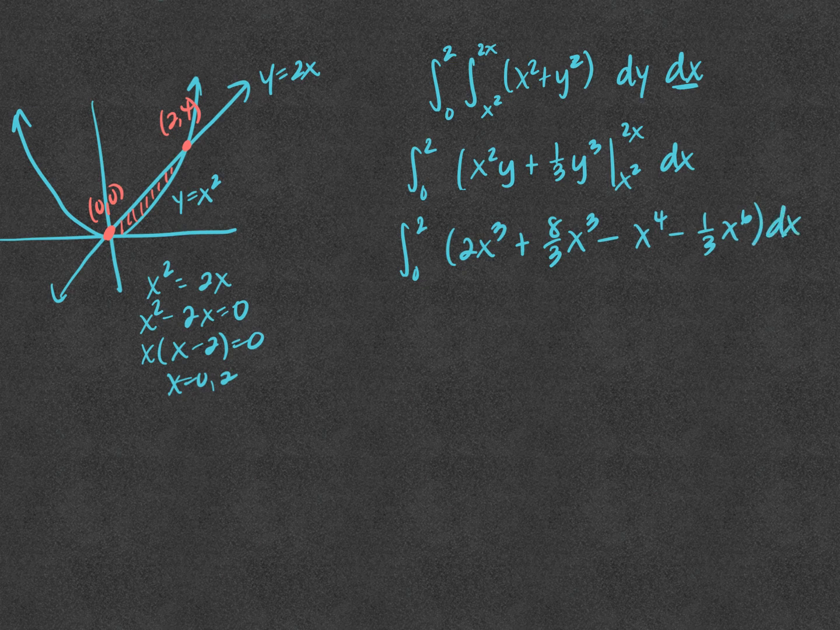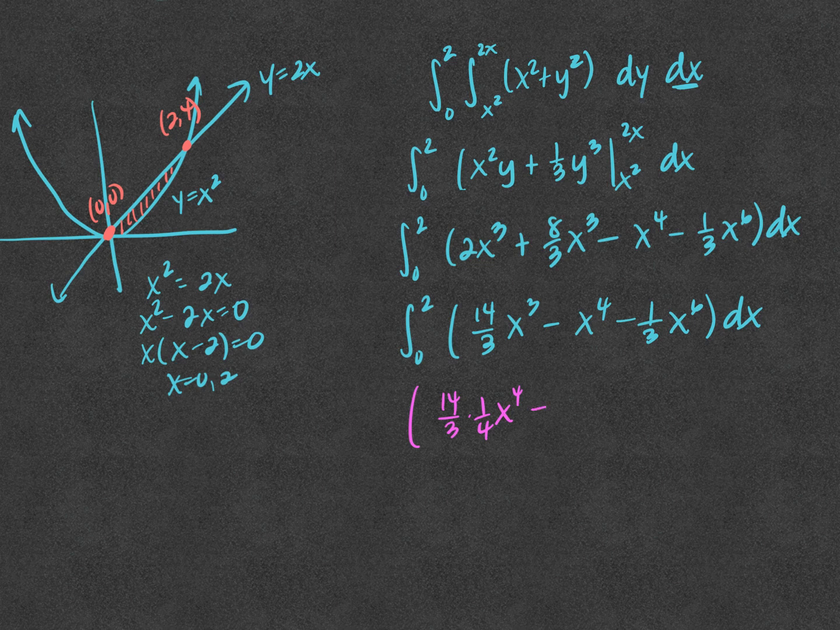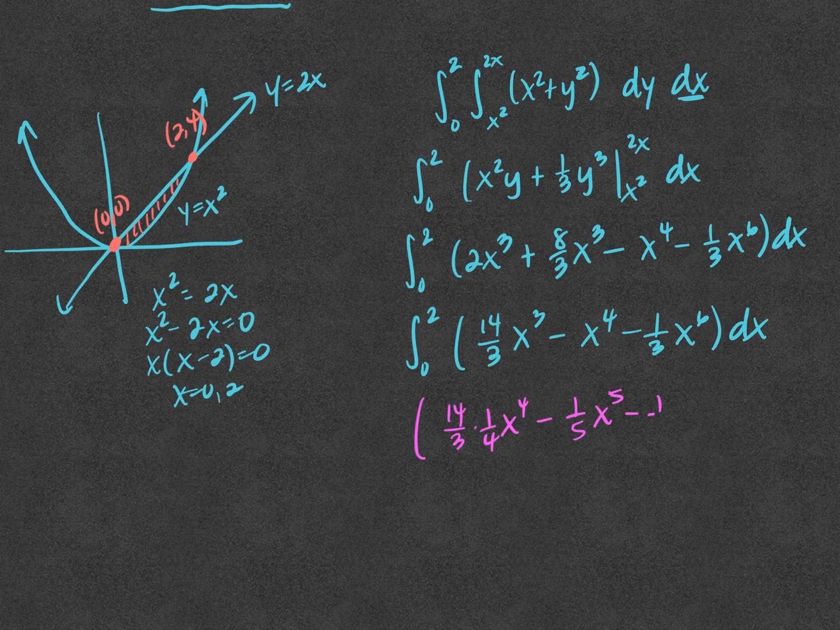Now we have no like terms. We do have like terms. The first two are like terms, so let's combine those. So we have 2 plus 8/3 gives me 14/3 x to the third, minus x to the fourth, minus 1/3 x to the sixth, with respect to x. Now we can integrate with respect to x. So we're going to get 14 over 3 times 1/4 x to the fourth, minus 1/5 x to the fifth. My fifth is getting a little sloppy. Let me try it again. Minus 1/3 times 1/7 is 1 over 21 x to the seventh, from 0 to 2.